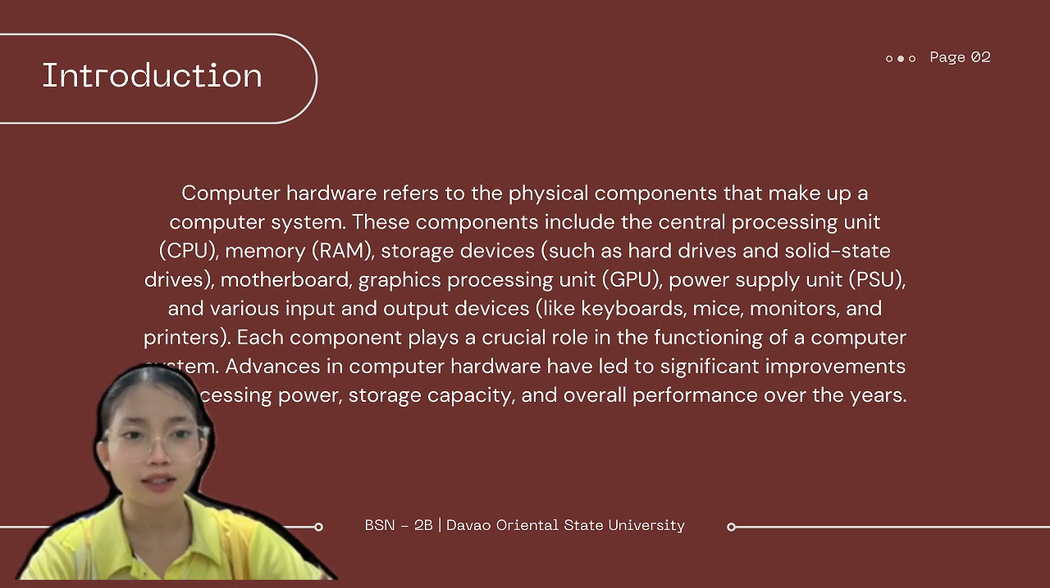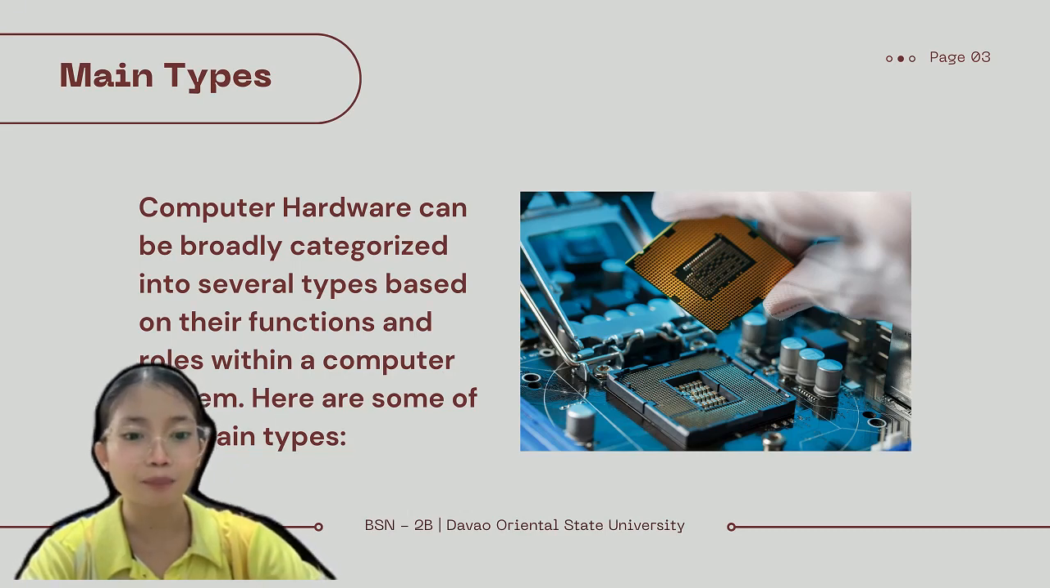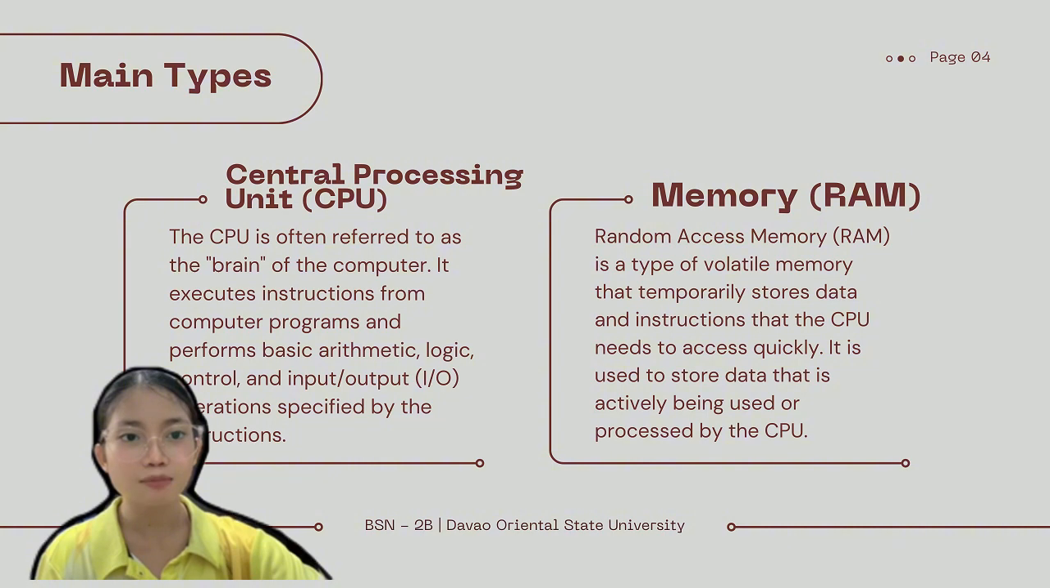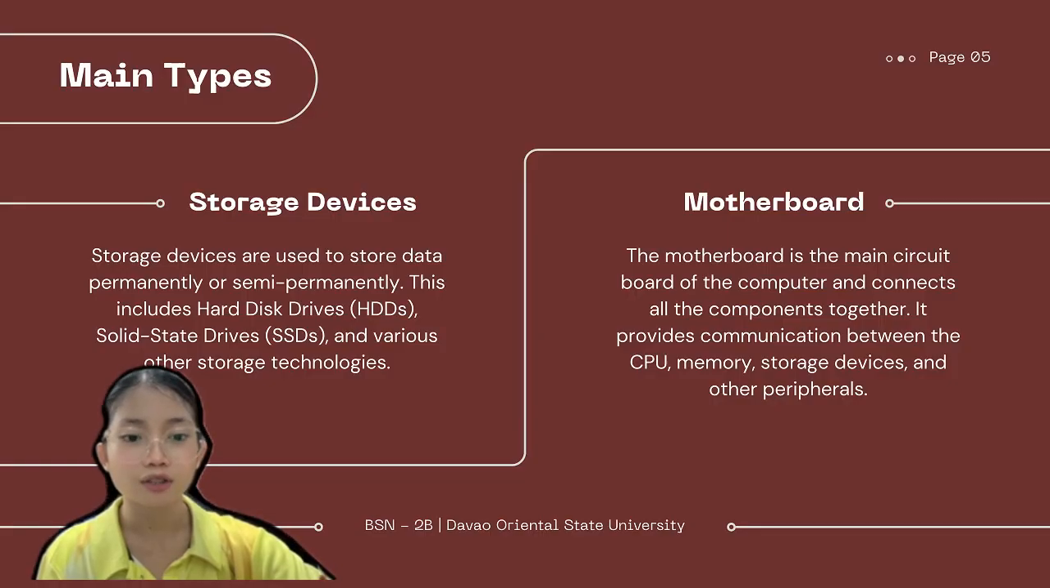Computer hardware can be broadly categorized into several types based on their functions and roles within a computer system. The first main type of computer hardware is the central processing unit. It is often referred to as the brain. Memory, or the random access memory, is a type of volatile memory that temporarily stores data and instructions that the CPU needs to access quickly. The storage devices are used to store data permanently or semi-permanently. This includes hard disk drives, solid-state drives, and various other storage technologies.